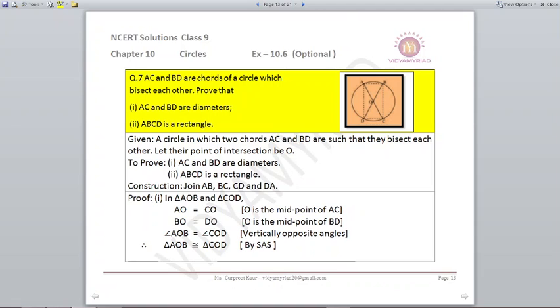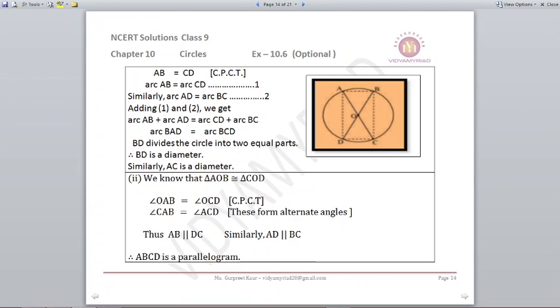Now AO and OC are equal because O is the midpoint, and BO and DO are also equal because O is the midpoint, and we are told that AC and BD, these are the chords of a circle which are bisecting each other. Now angle AOB will be equal to angle COD, which is vertically opposite angle. So by SAS criteria, both the triangles are congruent, and when they are congruent, we can say that AB is equal to CD by CPCT.